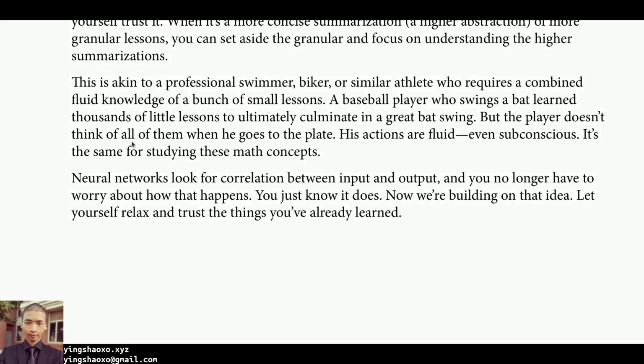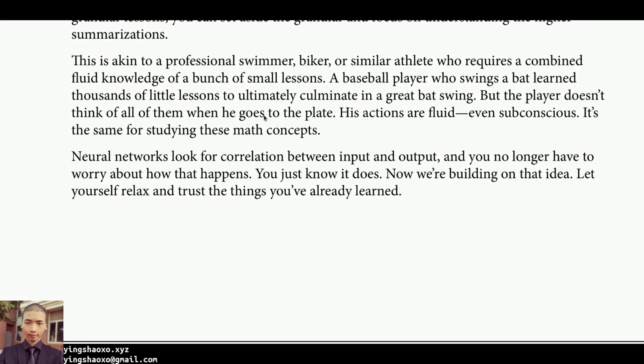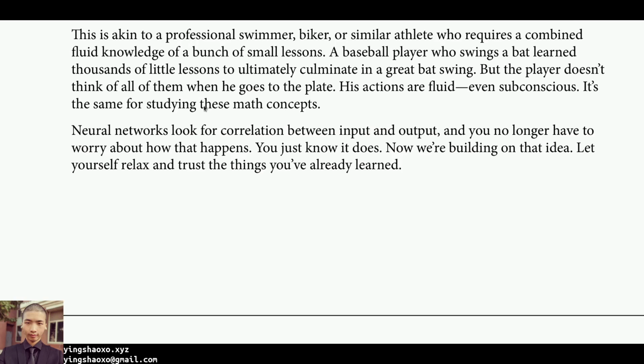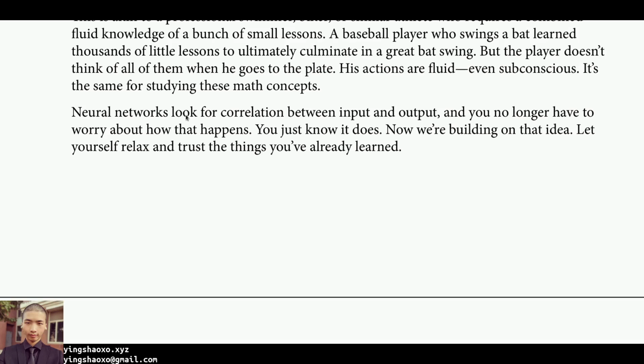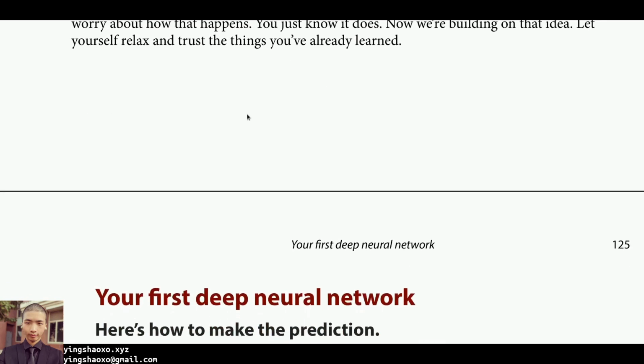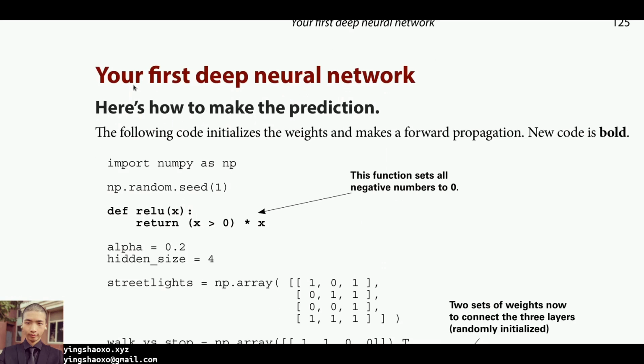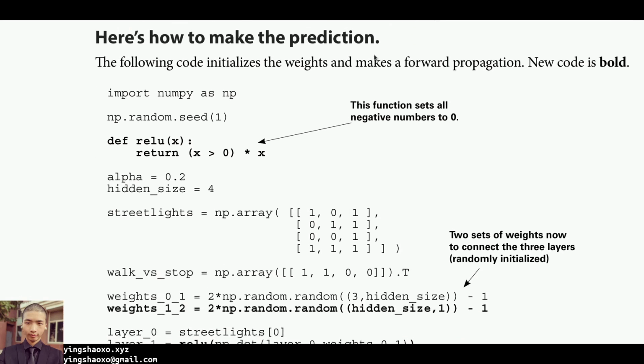But the player doesn't think of all of them when he goes to the plate. His actions are fluid, even subconscious. It's the same for studying these math concepts. Neural networks look for correlation between input and output, and you no longer have to worry about how that happens. You just know it does. Now we are building on that idea. Let yourself relax and trust the things you already learned. Your first deep neural network. Here's how to make the predictions.